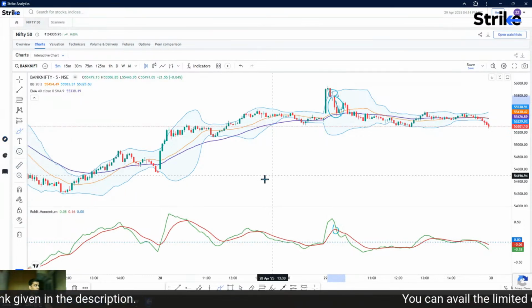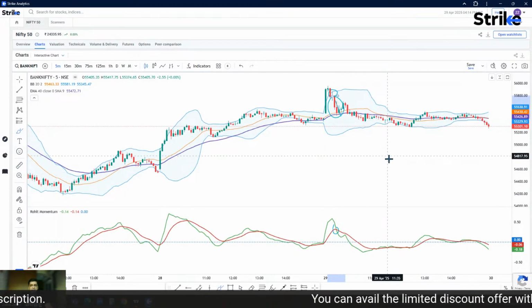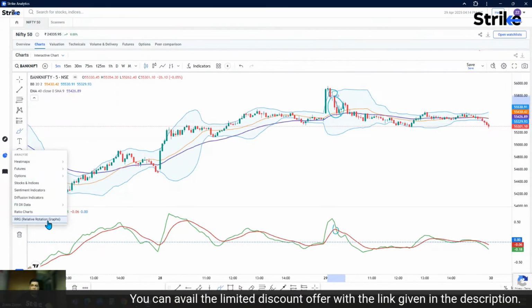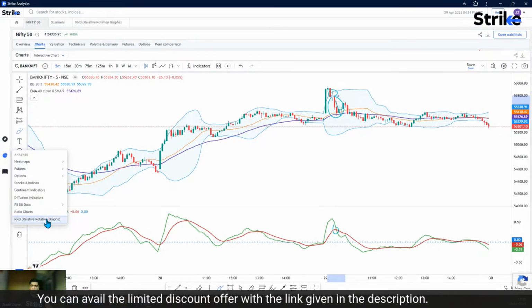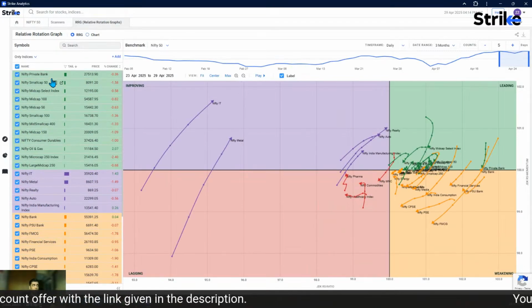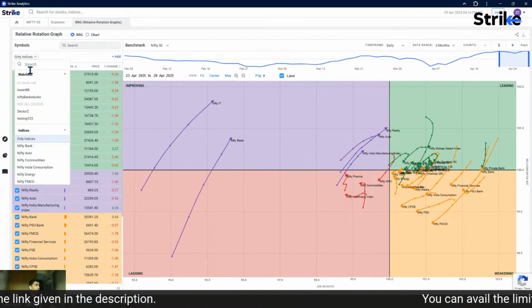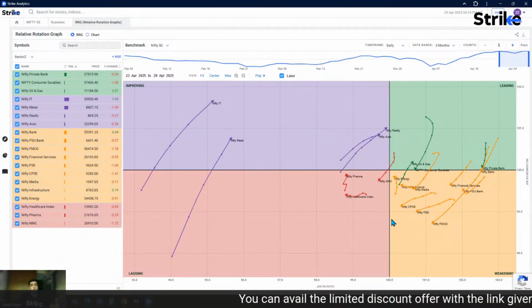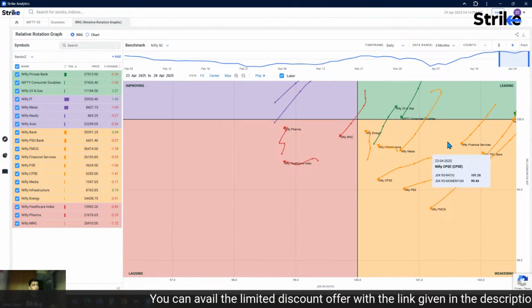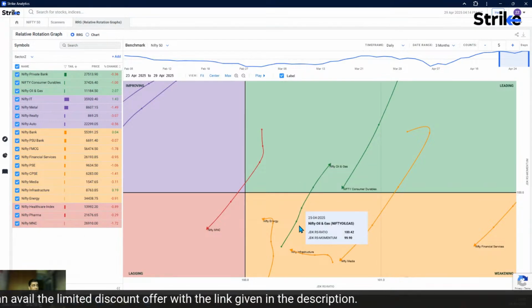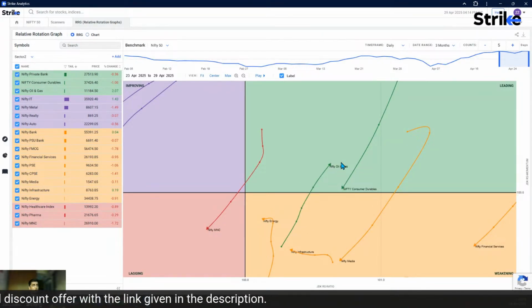So along with that, for sector analysis, we also have a wonderful tool here on Strike, and that is RRG, the relative rotation graph. I use this for sector analysis also, which tells me that if the Nifty trend is positive, then in a positive trend which sectors to focus on. Something like this, I can see oil and gas going up from the weakening quadrant to the leading quadrant on the daily time frame chart.